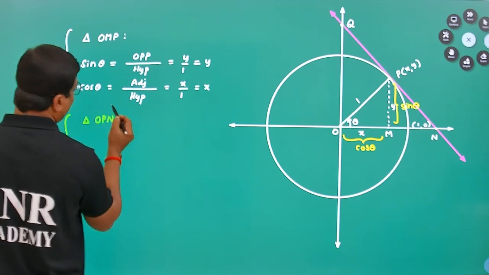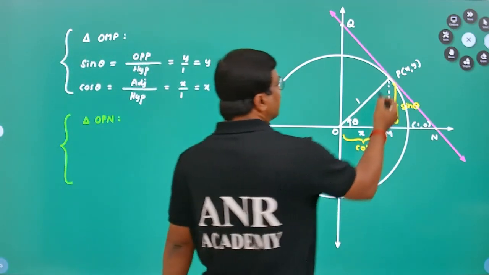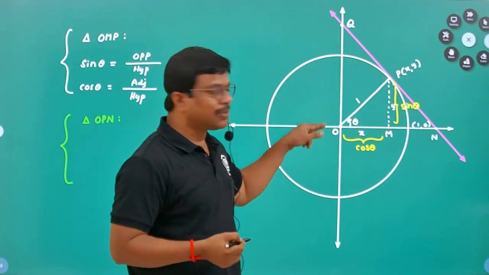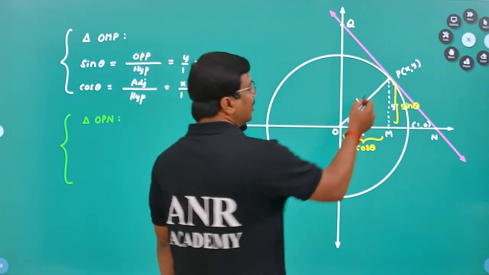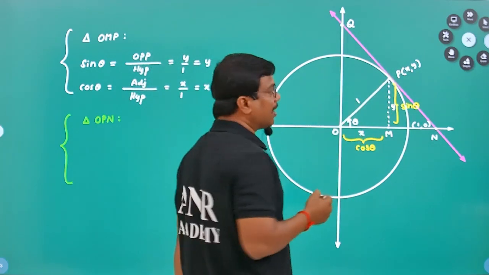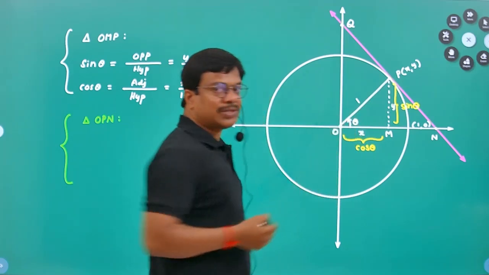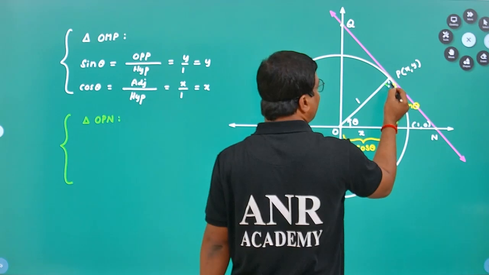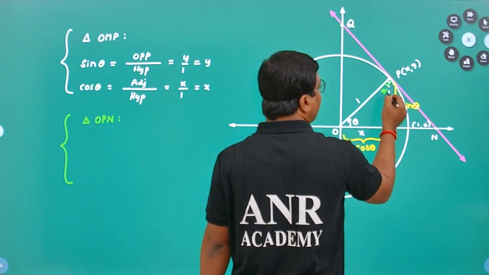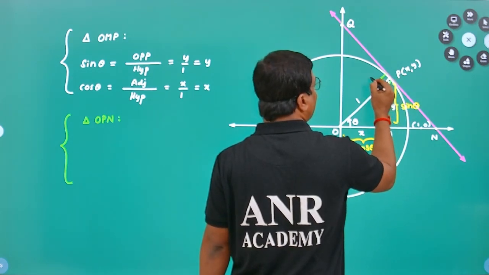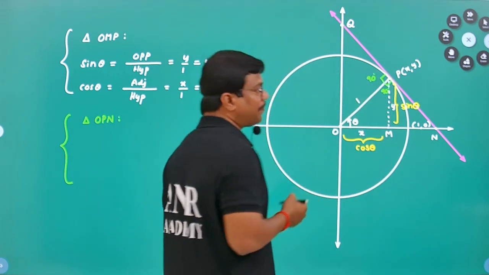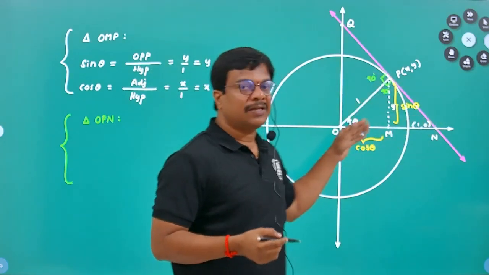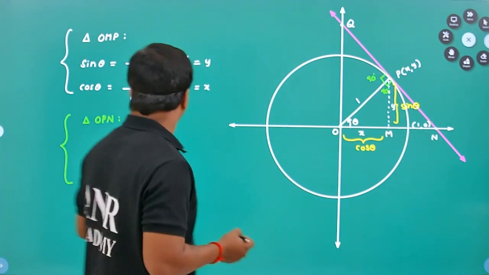From the triangle OPN, since it is a tangent and OP clearly passes through the center, this is known as the normal with respect to the circle. The normal always passes through the center of the circle, and this is the tangent. So the angle between tangent and normal, you know, is 90 degrees here, and also here you have 90 degrees. I am going to use the triangle OPN first.